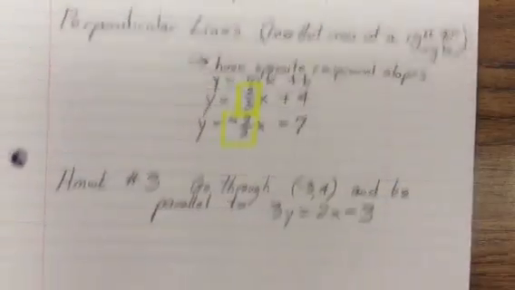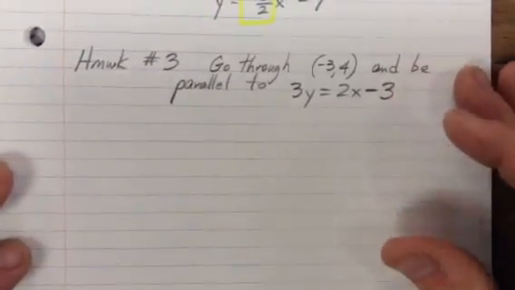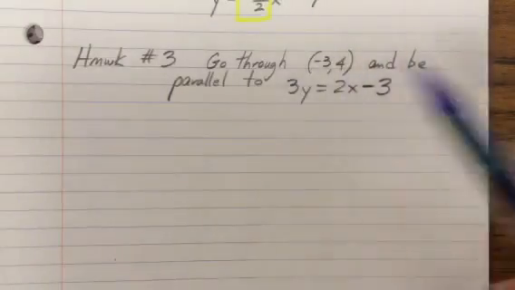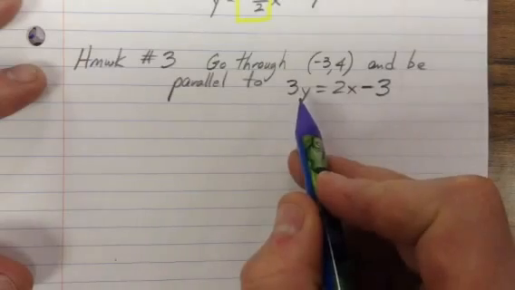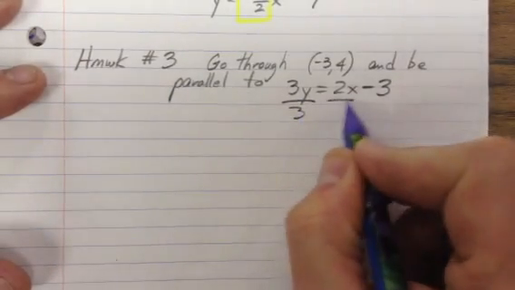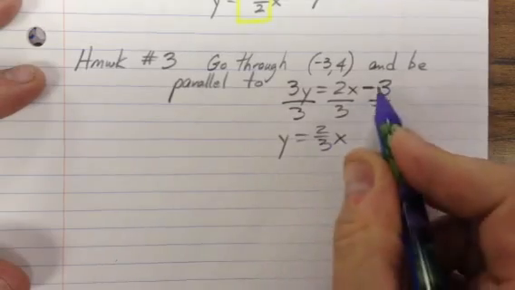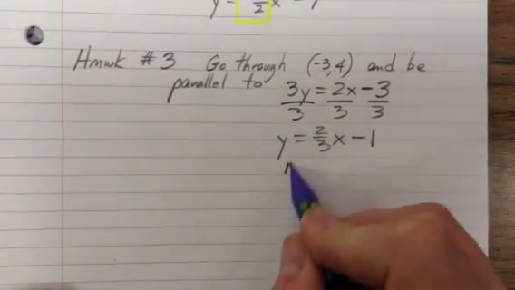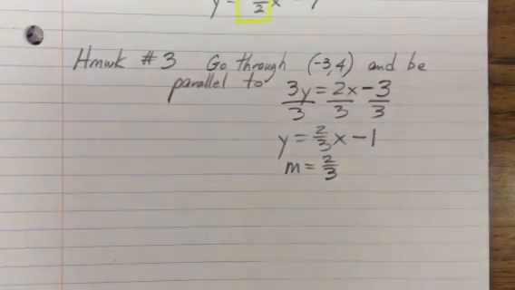Here we go. This is number 3. We want to go through this point, negative 3, 4, and we want to be parallel. Okay, so you remember, parallel, we're going to use the same slope. So is this in slope-intercept form? No. Close. All I got to do is divide everything by 3. So I get y is equal to 2/3 x. 3 divided by 3 is 1. So what's my slope? My slope is the coefficient of x, 2/3.